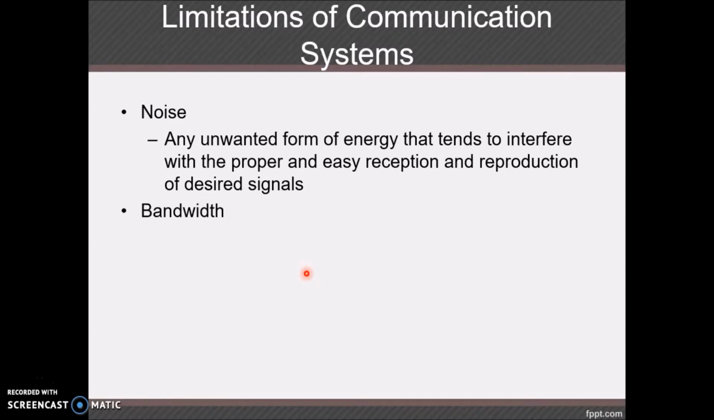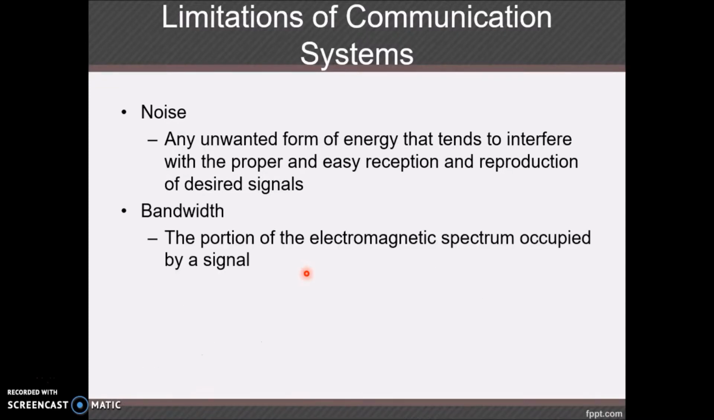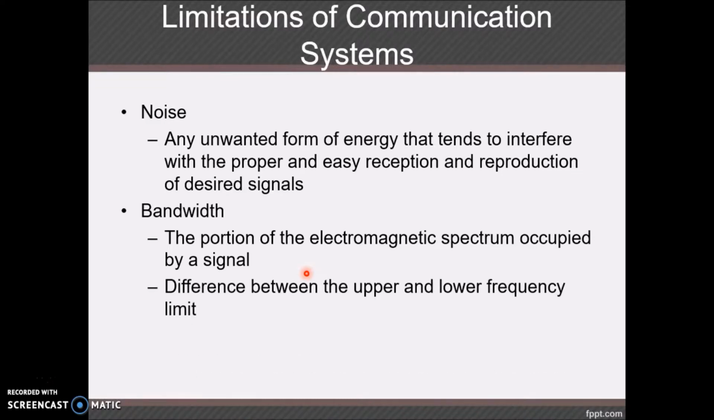Next is the bandwidth. Bandwidth is the portion of the electromagnetic spectrum occupied by the signal. It is also the frequency range over which an information signal is transmitted or over which a receiver or other electronic circuit operates. Also, it can be described as the difference between the upper and the lower frequency limit, which can be seen in this formula. Bandwidth is equal to F2, the upper, minus F1, which is the lower limit.